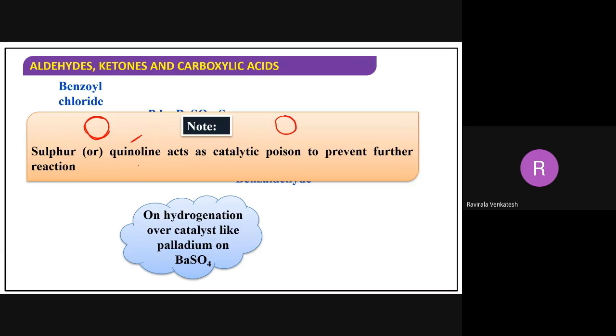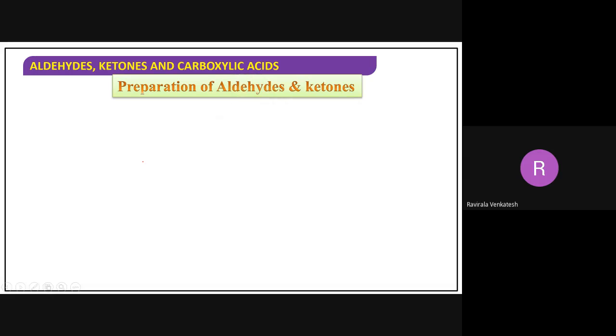This is no need for you. This is extra information, which will be useful in the NET. So in NCERT, no need for this one. Leave that topic. So you are preparing aldehydes by this method. Now let me see one more thing.